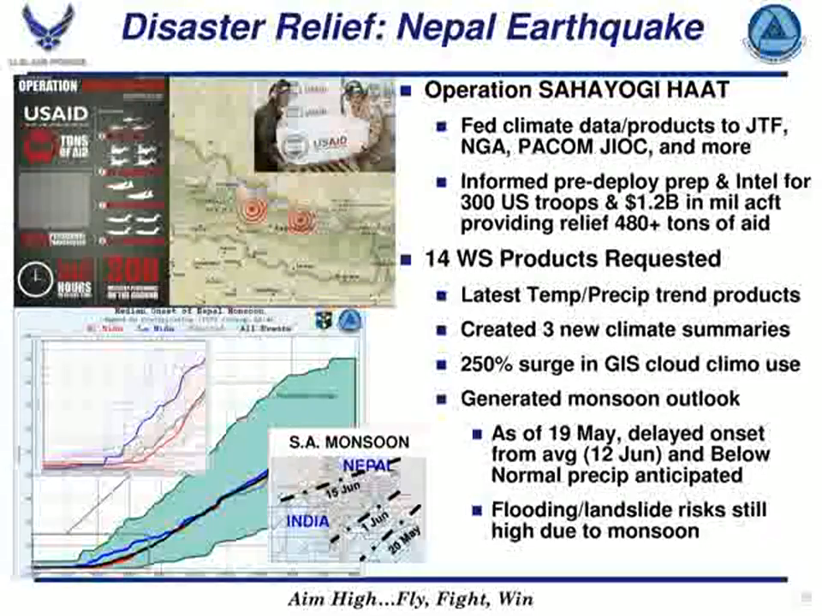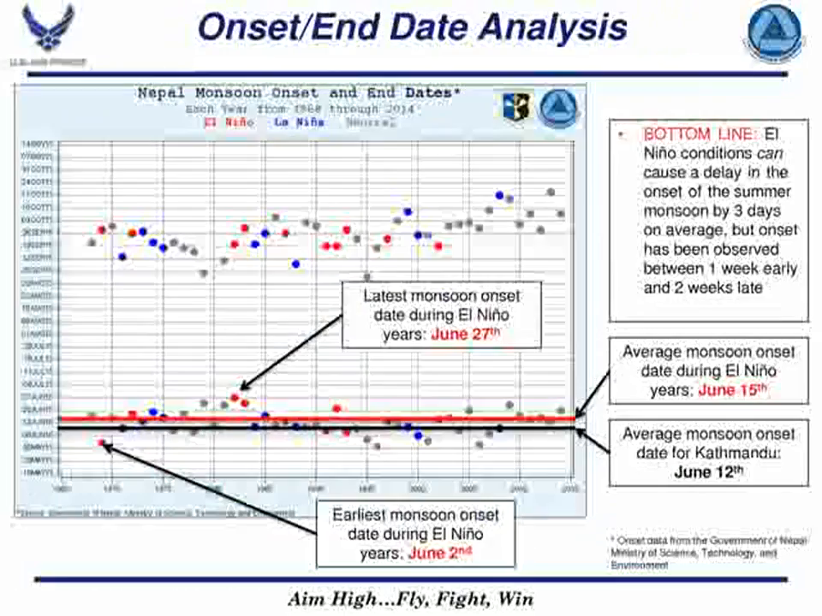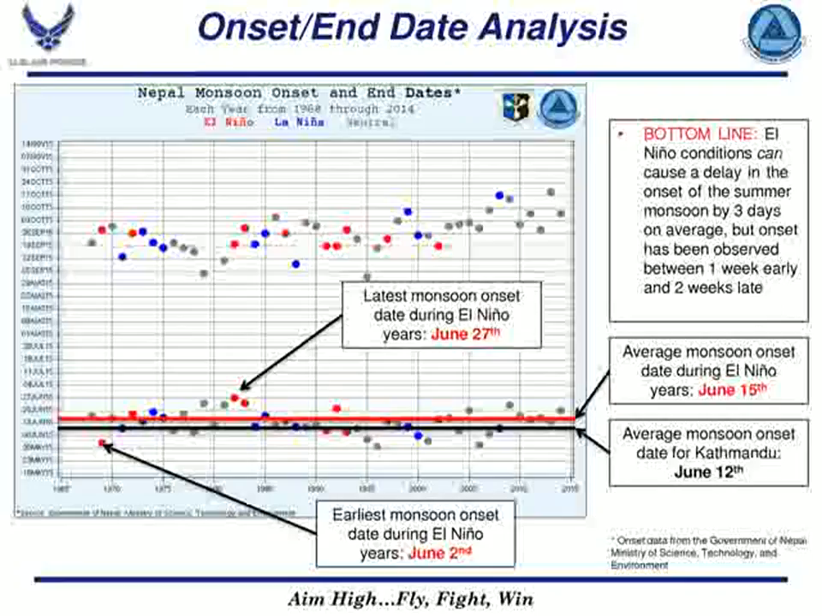Leveraging monsoon start and end dates from the Government of Nepal Ministry of Science, Technology, and Environment, the SAR team developed an analysis of historical Nepal monsoon onset and end dates by merging their data with El Nino and La Nina periods. First, we found that the monsoon onset was anywhere from 1 week early to 2 weeks later than average during El Nino years. Furthermore, our analysts determined that the average monsoon onset was around June 10th through 12th, while the average monsoon onset during El Nino was June 15th.